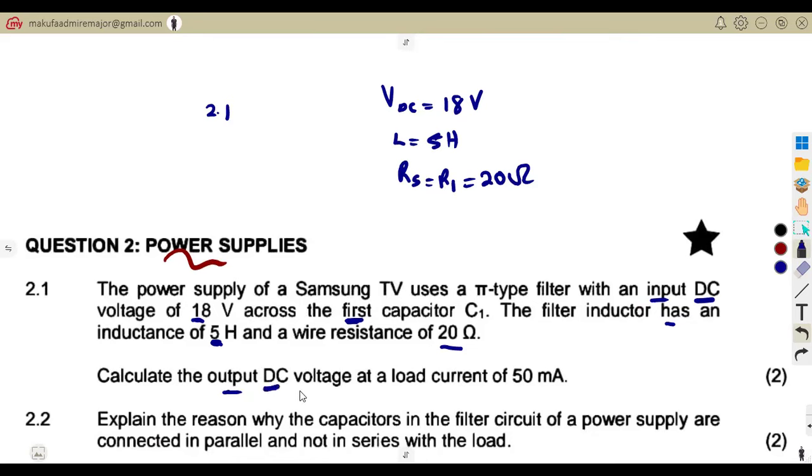Calculate the output DC voltage. That is the one that is across C2. So remember, we've got a VDC, but this one is the output. At the output across C2, remember, this is referred to as VDC bar, like that, at a load current of, so given a load current, that is our IDC that you're given at that moment, which is what? 50 milliamps. So how can we calculate this?